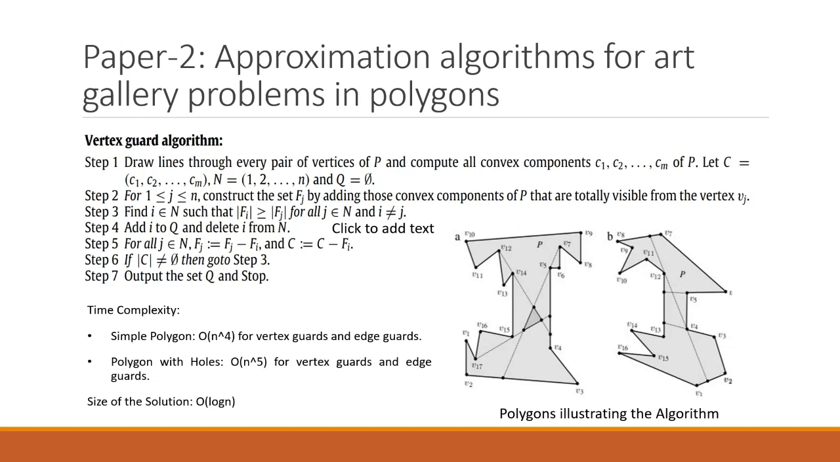The time complexity of this algorithm for a simple polygon is O(n^4) to solve the problem for vertex and edge guards, whereas the time complexity for a polygon with holes is n^5, and the size of the solution is log n.